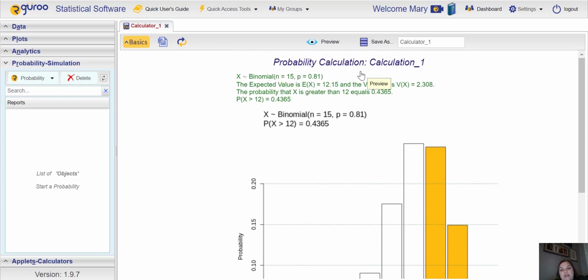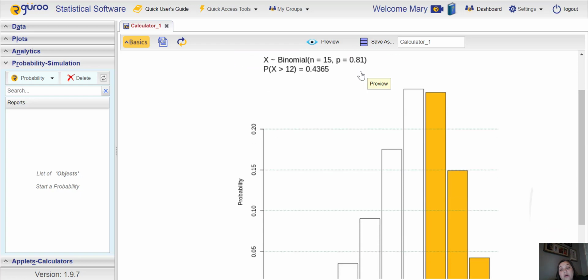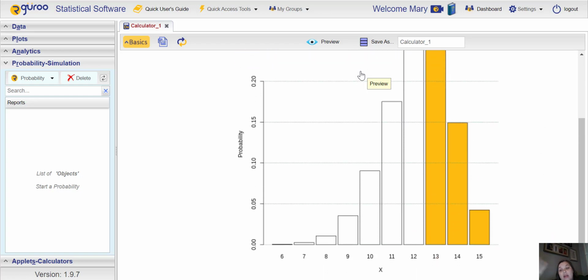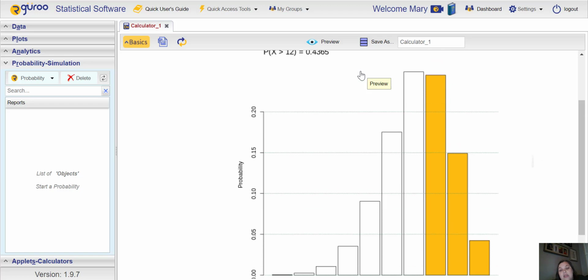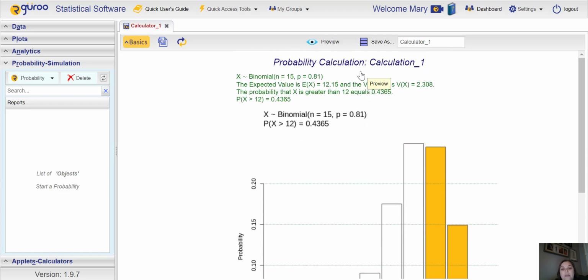And so what you see here is I've just found the probability that it's more than 12. The numbers that are more than 12 in these trials are 13, 14, and 15, and that's what's being added together here, and that probability is 0.4365.